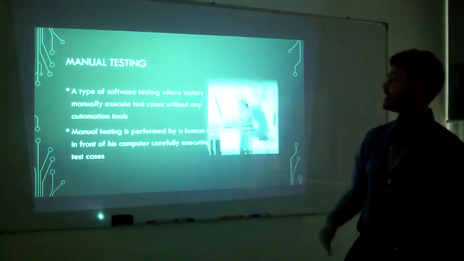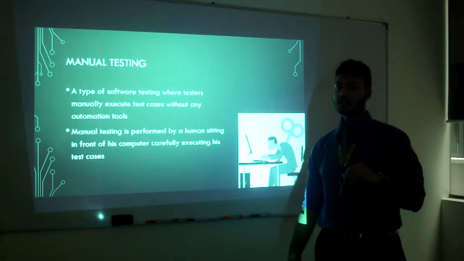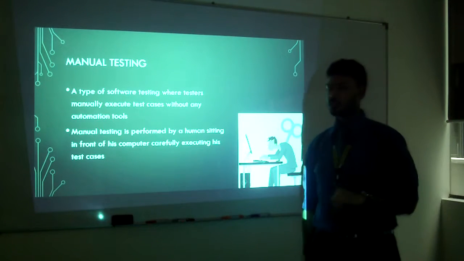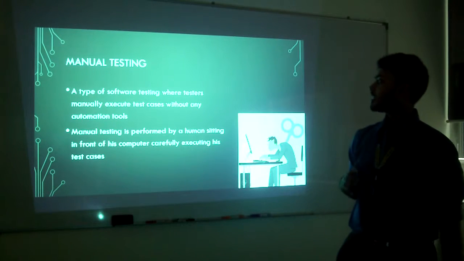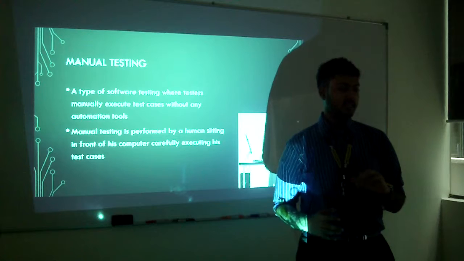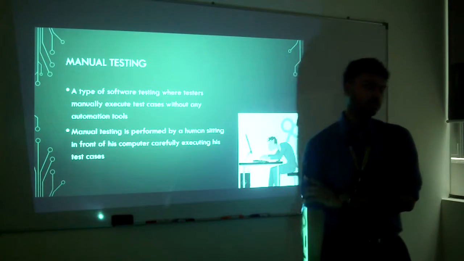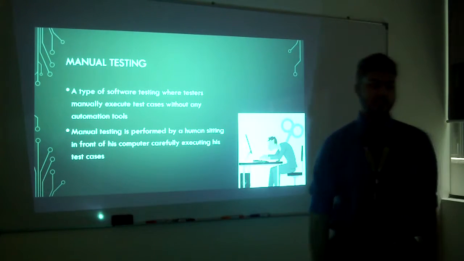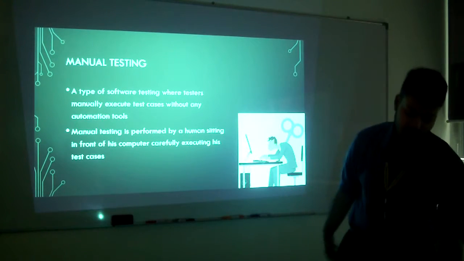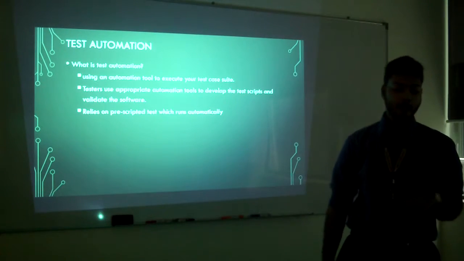Okay. Coming into testing, we have two types of testing. One is manual testing, another one is automated testing. So what is manual testing? Manual testing is a type of software testing where testers execute test cases manually without any automation tool. So it's basically a human sitting in front of his laptop and executing all his test cases. That is manual testing.